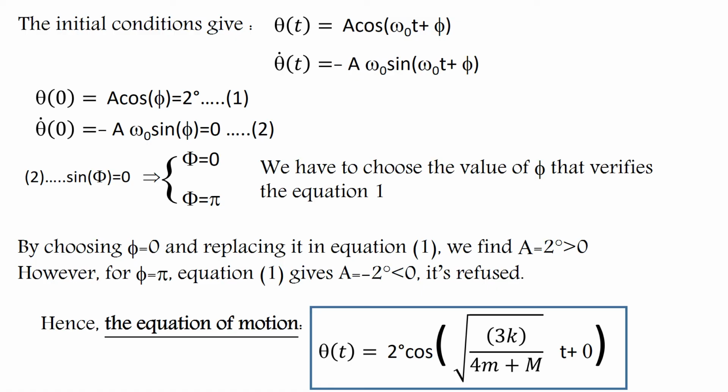You see the difference between the differential equation of motion and the equation of motion. The differential equation of motion is a relationship between the generalized coordinate theta, the generalized velocity, theta point, and the generalized acceleration, theta 2 point. But the equation of motion is theta with respect to t. That is.